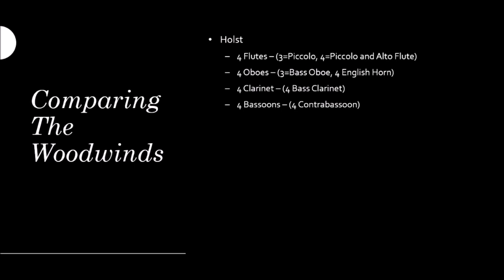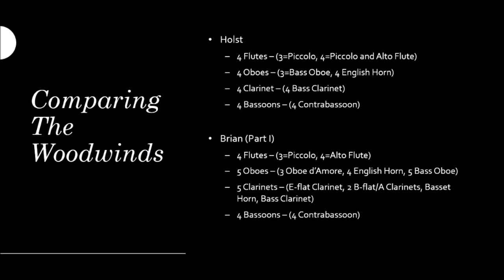So this is Holst's setup. He uses 4 flutes, and flute number 3 also plays piccolo. Flute number 4 also plays piccolo and alto flute. He uses 4 oboes. Oboe number 3 also plays bass oboe, and oboe number 4 is always on English horn. 4 clarinets, and the 4th clarinet is always on bass clarinet. 4 bassoons, and the 4th bassoon is always on contrabassoon.